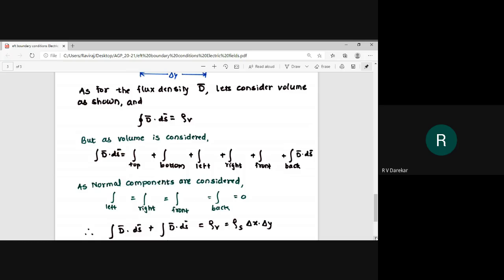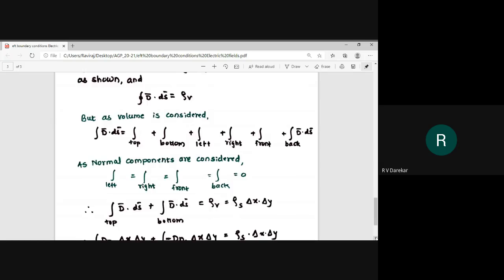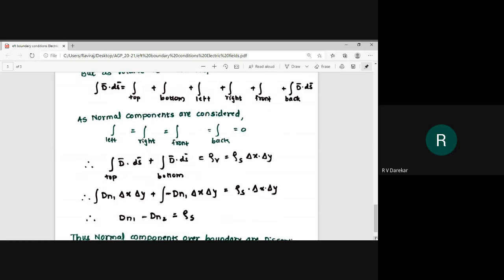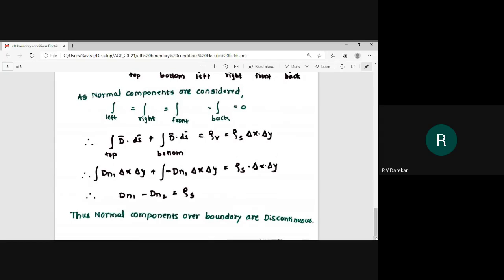And for density we have defined the six integrals, but as here we can see that only the normal components are considered, therefore the left, right, front, back, all four surfaces will be contributing zero. The mathematical routine can be completed, and we could write dn1 minus dn2 is equal to rho s. Thus, the conclusion of the last lecture was normal components over a boundary are always discontinuous.